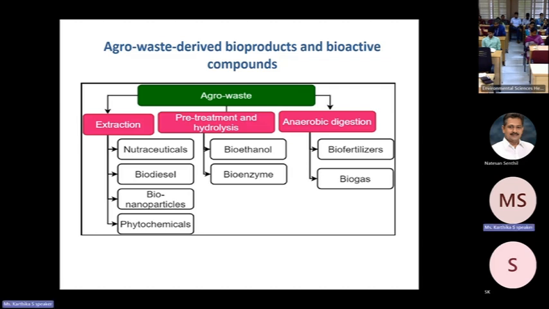So you do extraction, you can take nutraceuticals, you can extract biodiesel from jatropha and so many things, and bio nanoparticles. If you want a nanotechnology application, you can isolate nanoparticles from there, and then phytochemicals, enormous flavonoids, polyphenols, high molecular weight polyphenols, with potential antioxidant activity, supporting microorganism growth in soil conservation.